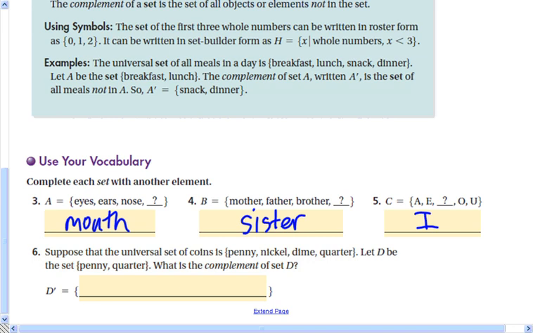Suppose that the universal set of coins is penny, nickel, dime, quarter. Let D be the set penny, quarter. What is the complement of D? Notice the notation. D with a little mark there like that. That's called D prime. The complement of D is those elements not in D but in the universal set. So the ones we're missing are nickel and dime. And that's the complement of D.